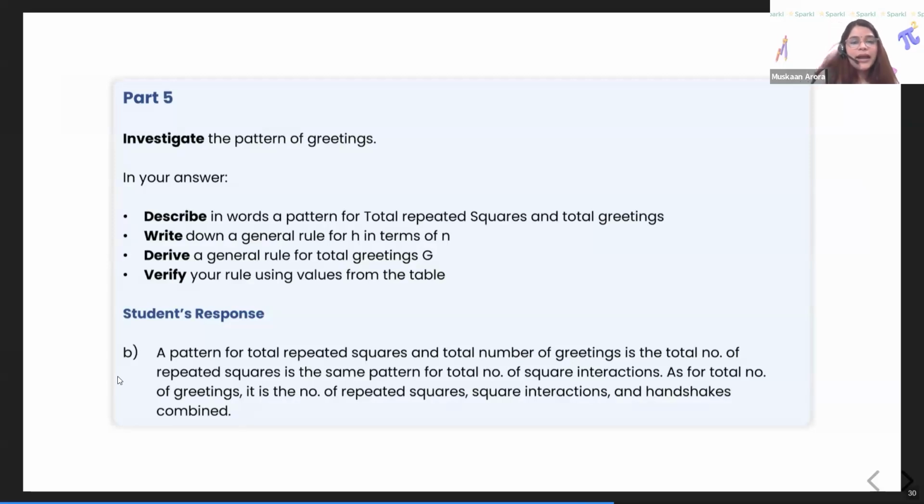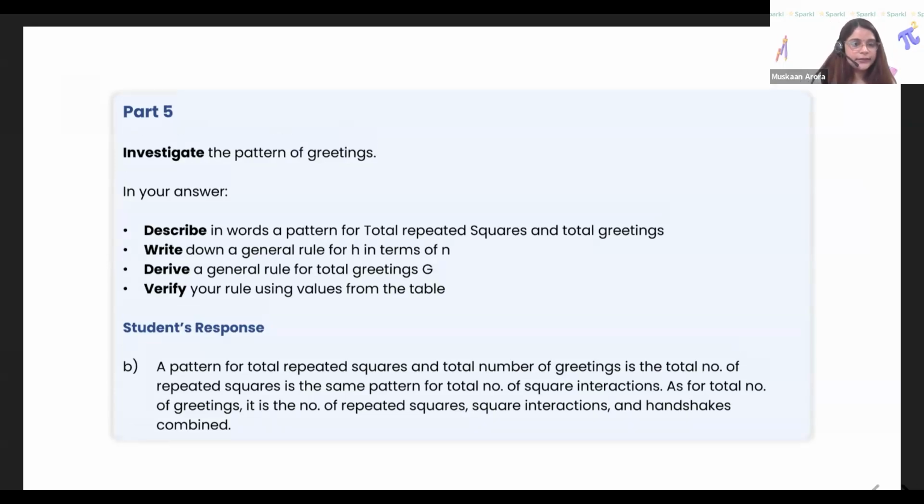Describe in words a pattern for total repeated squares and total greetings. And this is the response the student gave. Please analyze the response. This is for the A part.